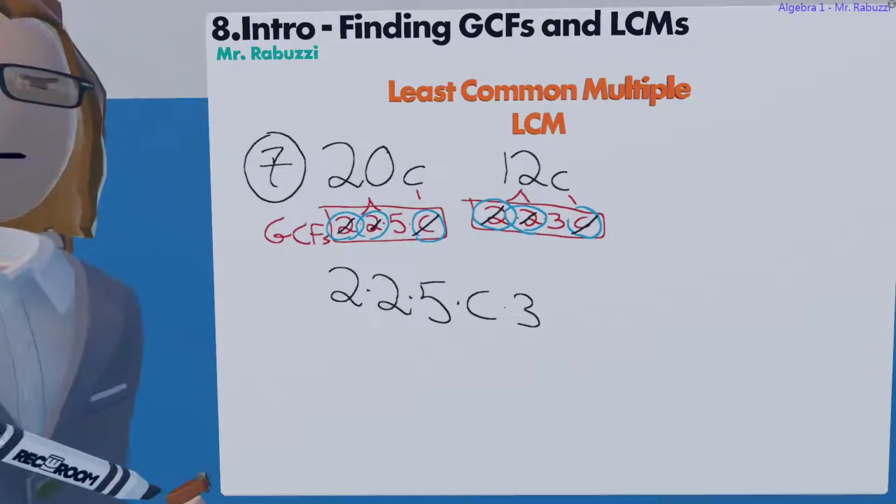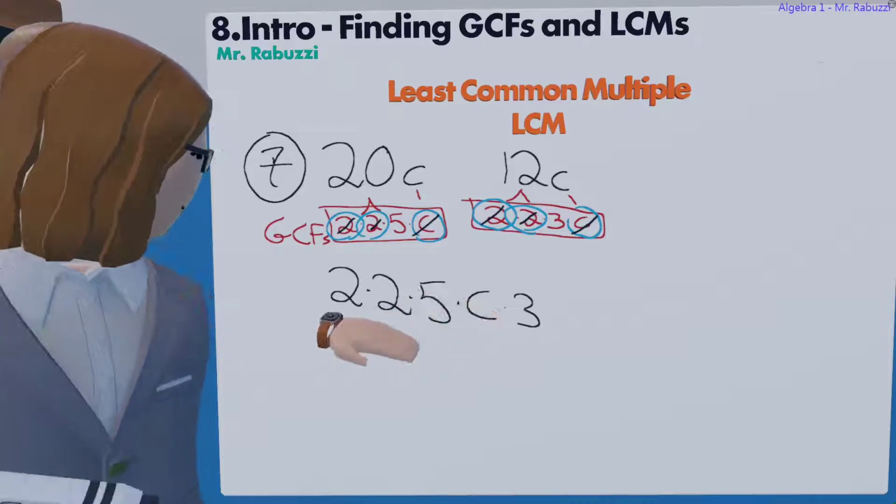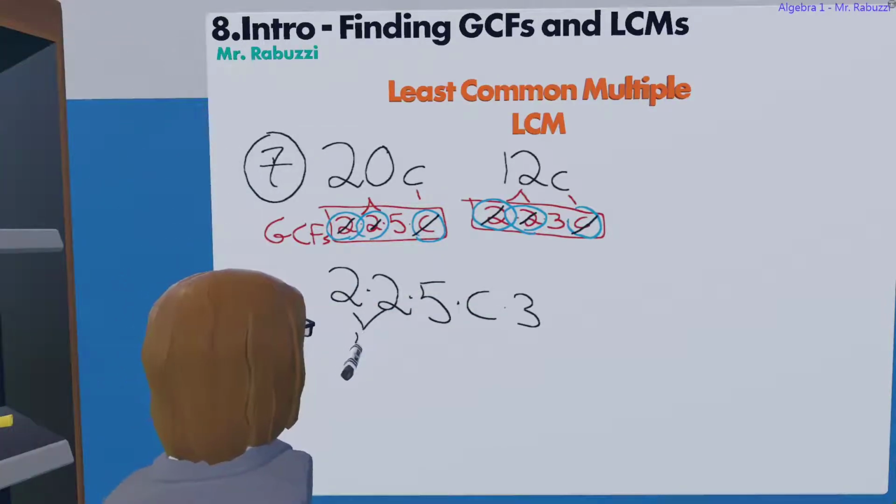Okay. This is the answer. Let's just clean it up. Multiply all the numbers. 2 times 2 is 4.